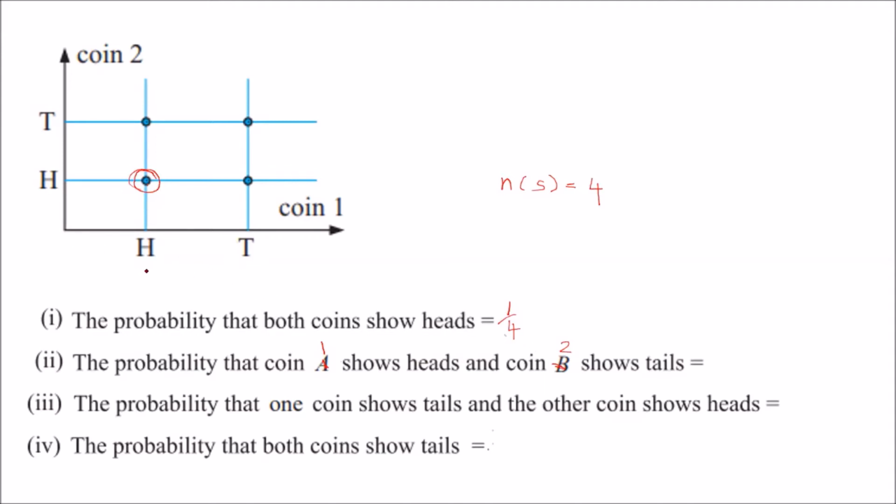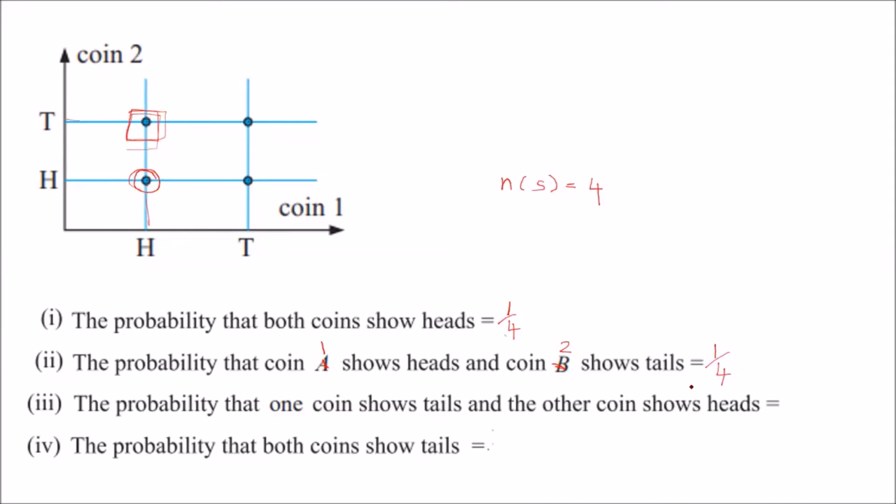How many events are there? First coin shows head, second coin tail. Here also only one event. We represent here first coin head, second one tail. Then it is also 1 by 4. Probability is 1 by 4.